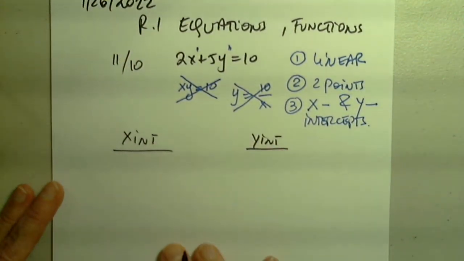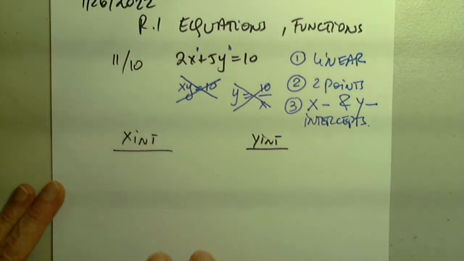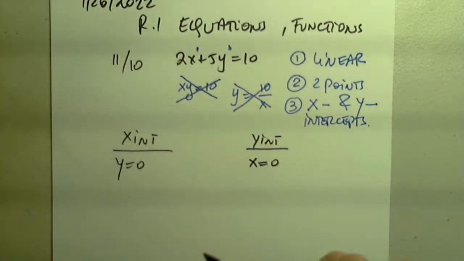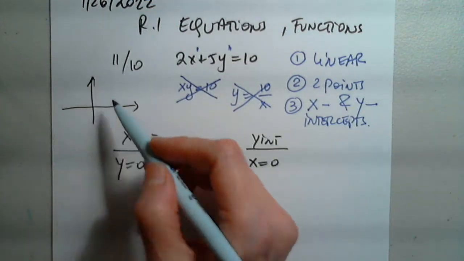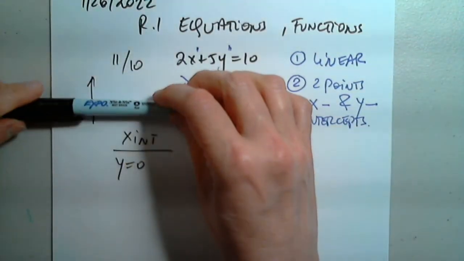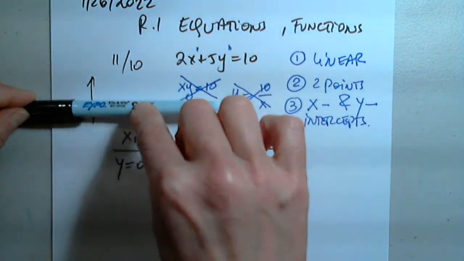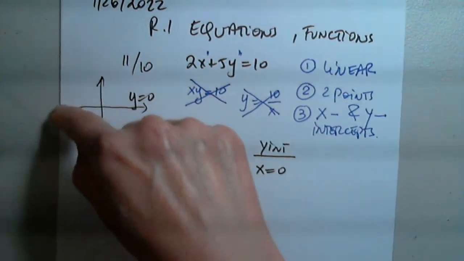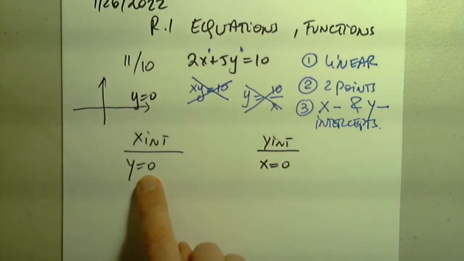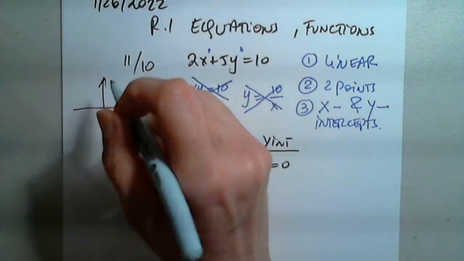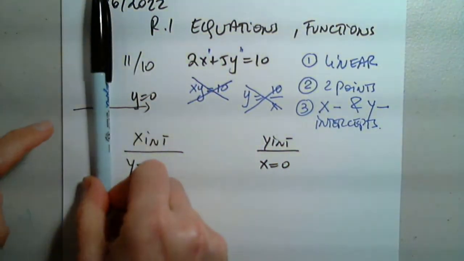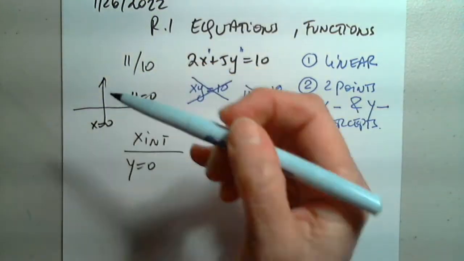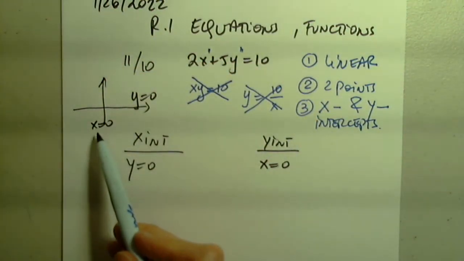Do you plug 0 in for x? Or I'm sorry, you plug 0 in for y. Yes. So this is y equals 0 and this is x equals 0. In case we forgot, the x-axis is a horizontal line at 0 for y. So that's why when we determine the x-intercept, we make y equals 0. Now when we determine the y-intercept, this is a vertical line, where x is 0. So this is x equals 0. That's why when I want to find the y-intercept, I set x equal to 0.